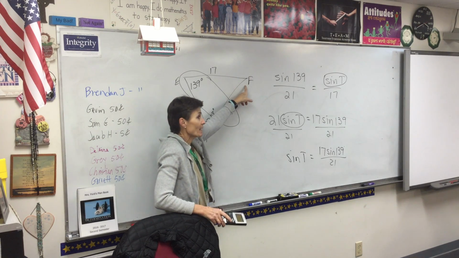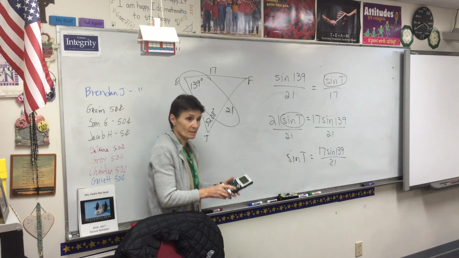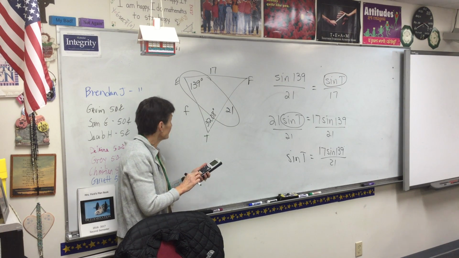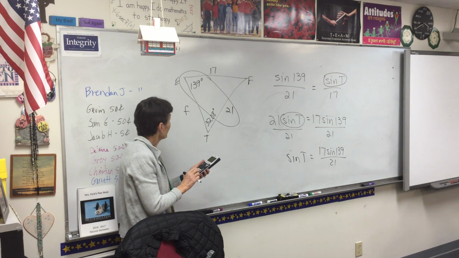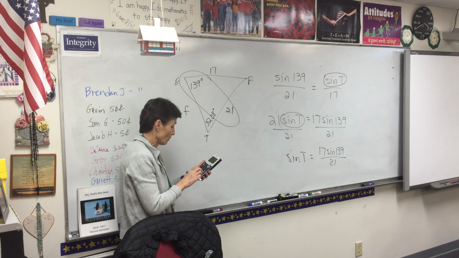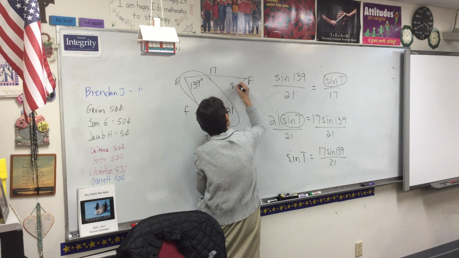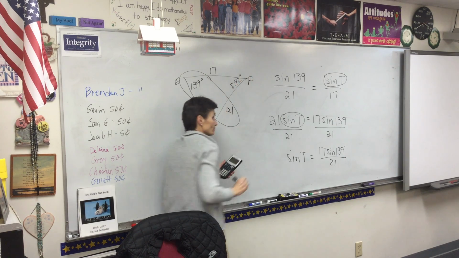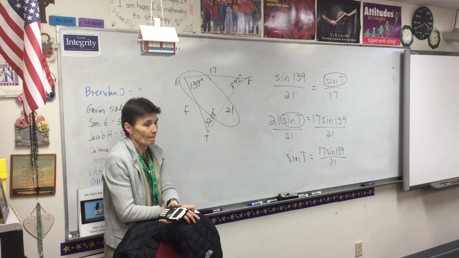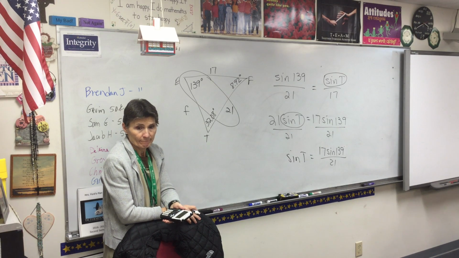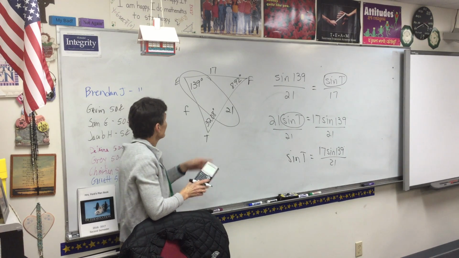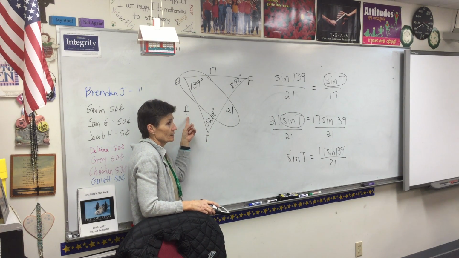How are we going to get big F? We're going to subtract from 180. So 180 minus 139 minus 32.08. And F, oh, F is tiny. 8.92? Right? There's only one thing left to find, and that's side F.